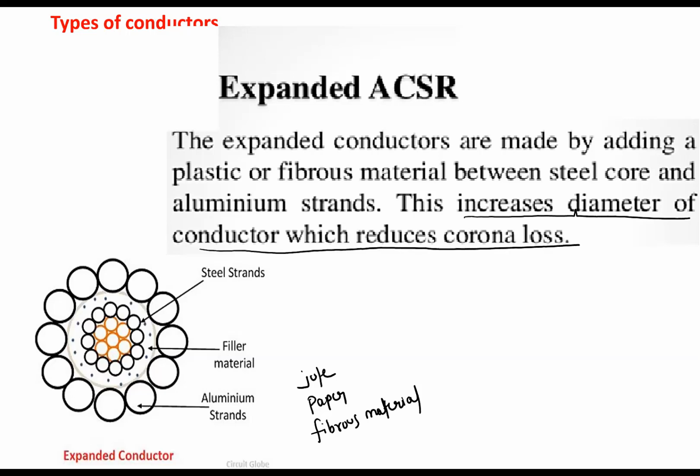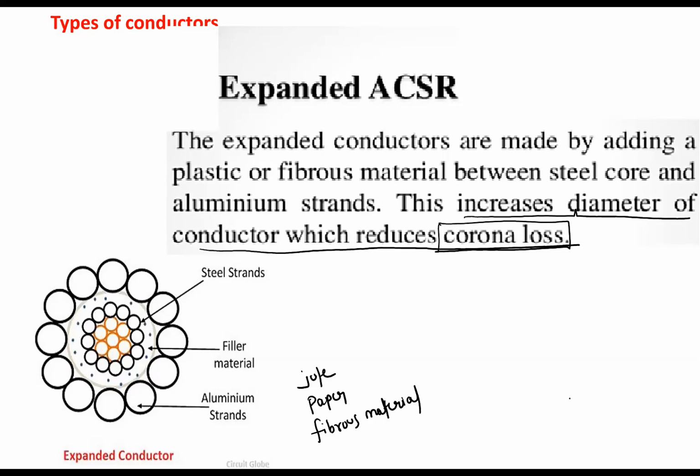So if we increase the size of conductor, we have many advantages. One is corona losses are reduced. The other thing is inductance per phase is reduced. All this we'll discuss later. So expanded ACSR conductors are made by adding plastic or fibrous material between the steel core and aluminum strands, so that the overall size of the conductor is increased. And we have some other advantages also, we'll discuss further.